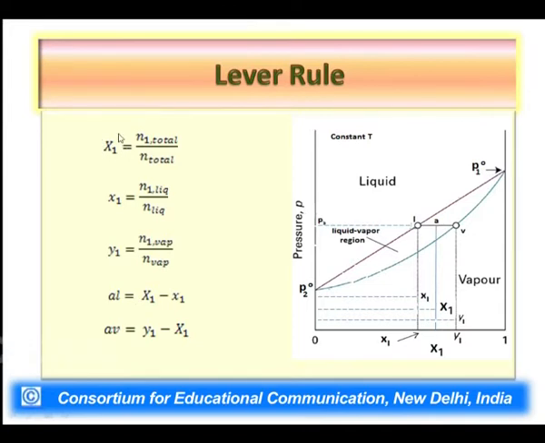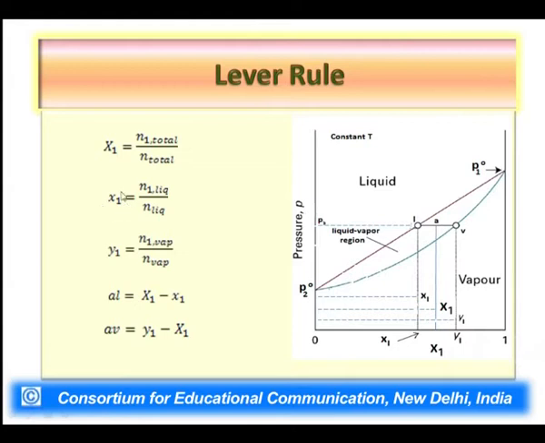This is represented by symbol capital X1, and this is equal to what? Now, this capital X1 means the amount fraction or mole fraction of component 1 in the overall system. So, this can be calculated as the number of moles of component 1 in the overall system to that of the total number of moles. So, this capital X1 is equal to N1 total, which represents the number of moles of component 1 in the overall system, divided by N total, which is nothing but the total number of moles of component 1 and 2 together in the overall system.